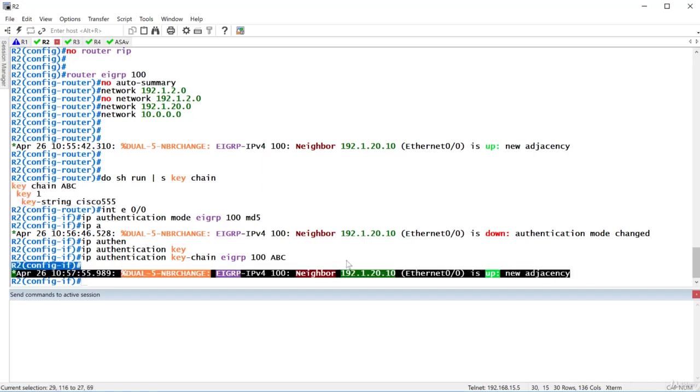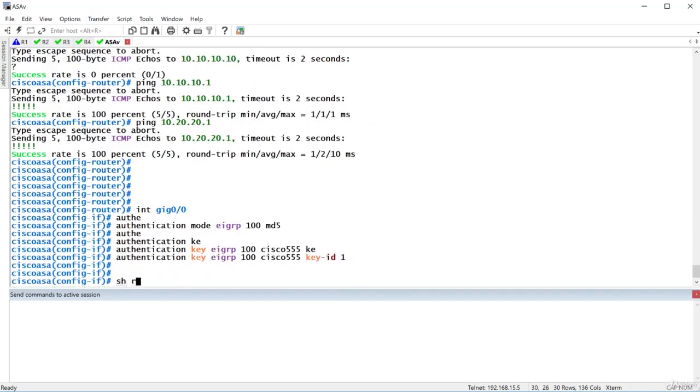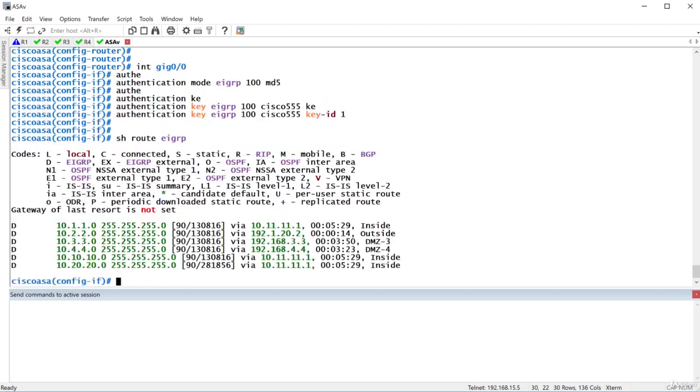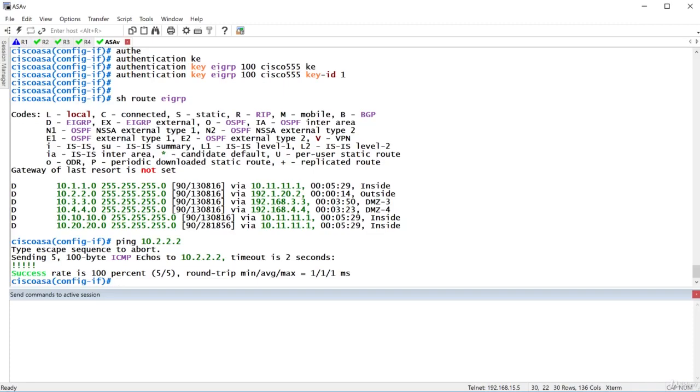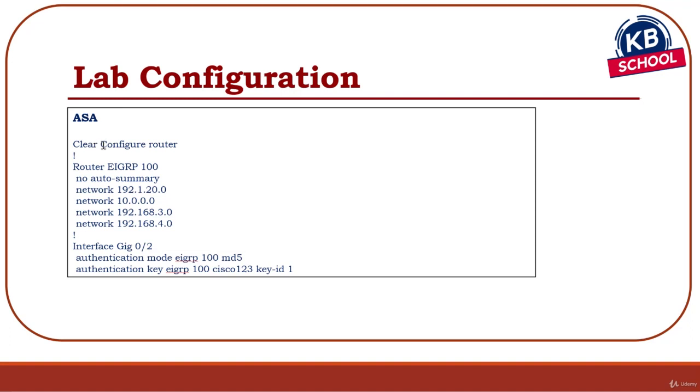You can see the neighbor came back up, and I should see all my EIGRP routes now over here as well as on the ASA. So 10.2, which I had lost the connectivity towards, is back up and running. The commands as a recap are over here. So on the ASA, I cleared the routing protocol, ran EIGRP, enabled it on all the different interfaces, just so that you get a chance to see the way a mask is set. I did it like this, although 10.0.0.0 would have also gotten the job done.